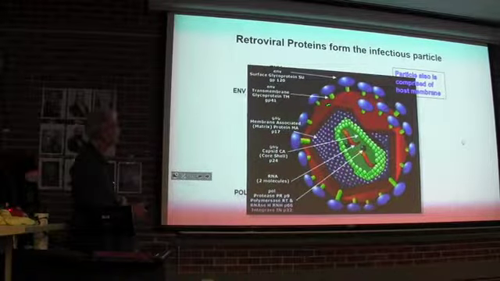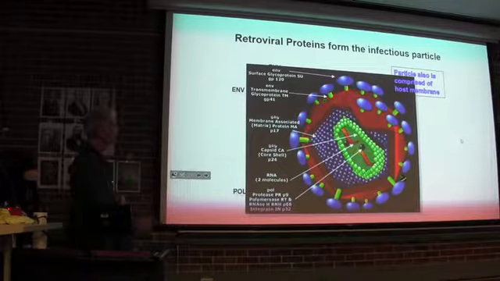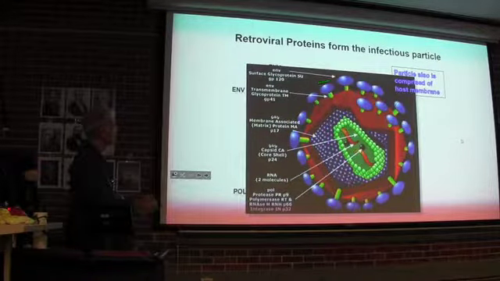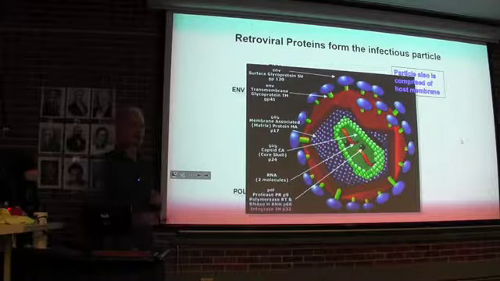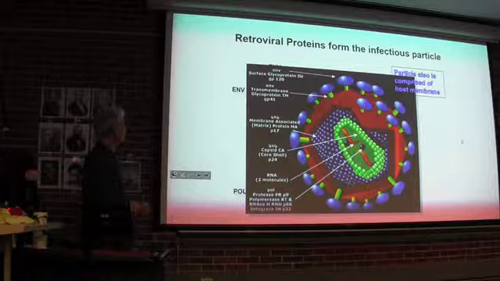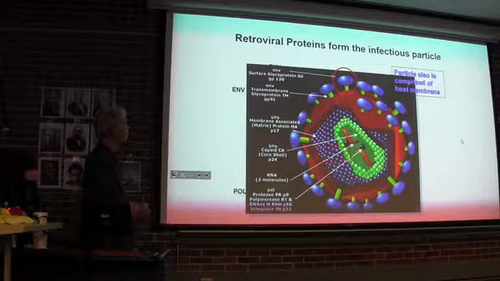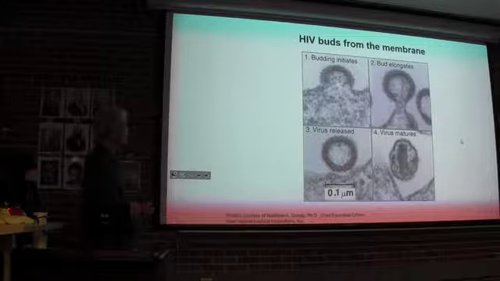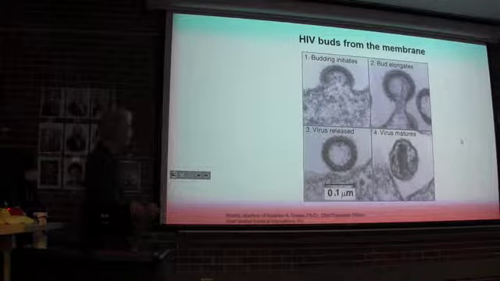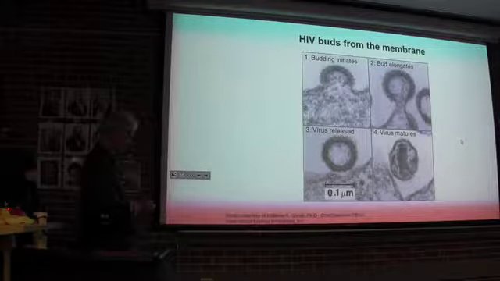And of course, the membrane that you see here that these envelope proteins are embedded in, these are derived from the host cell in the budding off process. And here you see HIV budding off from the host membrane.